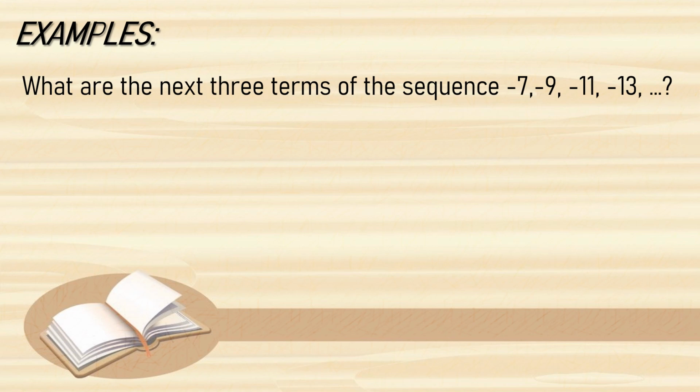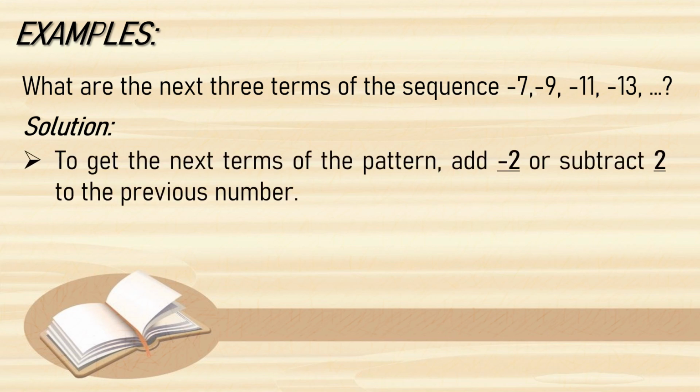Next example, what are the next three terms of the sequence negative 7, negative 9, negative 11, negative 13, and so on? Dun sa una nating dalawang examples, ang hinanap lang natin ay yung isa na kasunod na term. Dito ang hahanapin natin ay yung tatlong terms na kasunod ng negative 13. So, for our solution, to get the next terms of the pattern, add negative 2 or subtract 2 to the previous number. Mas applicable ang mag-a-add tayo ng negative 2 since hindi under ng sequence ang pagsusubtract or the operation which is subtraction. So, dito tayo sa addition or adding negative 2.